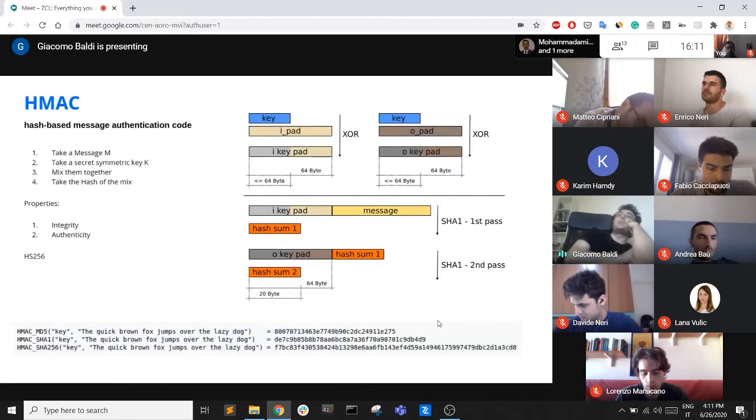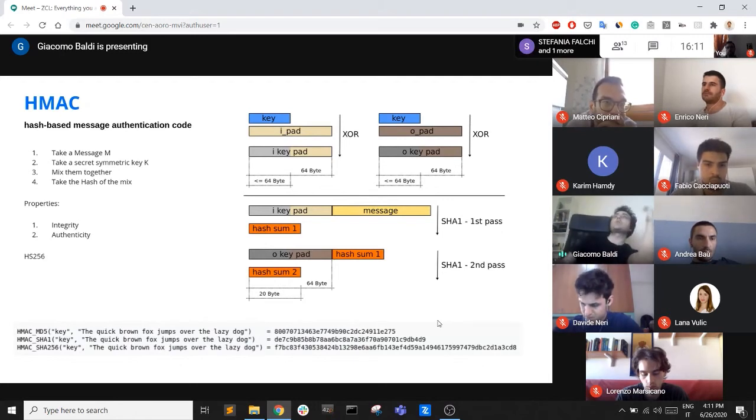Next primitive, we'll go faster now. It's the HMAC, which stands for Hash-Based Message Authentication Code. What is this primitive for? Integrity and authenticity. I want to generate something from a message that gives Alice the proof that I created that message and only I did it.